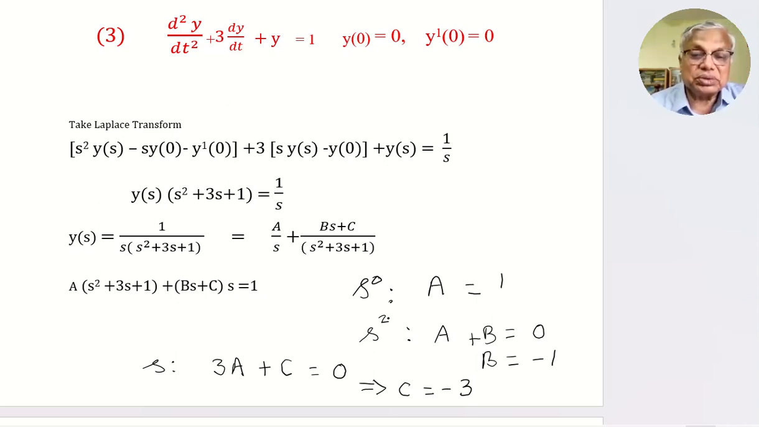So let me substitute these values a, b, c here.